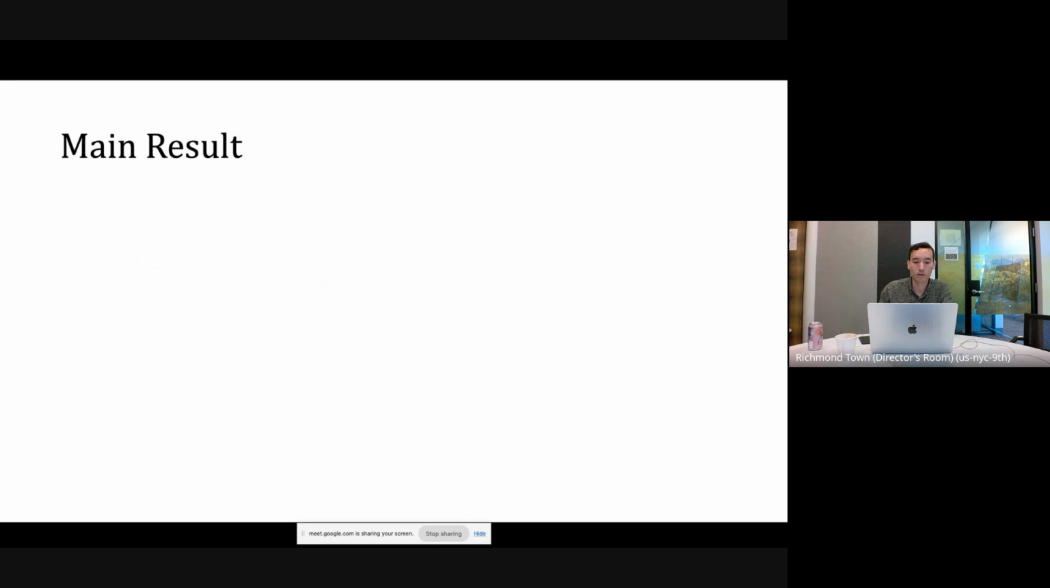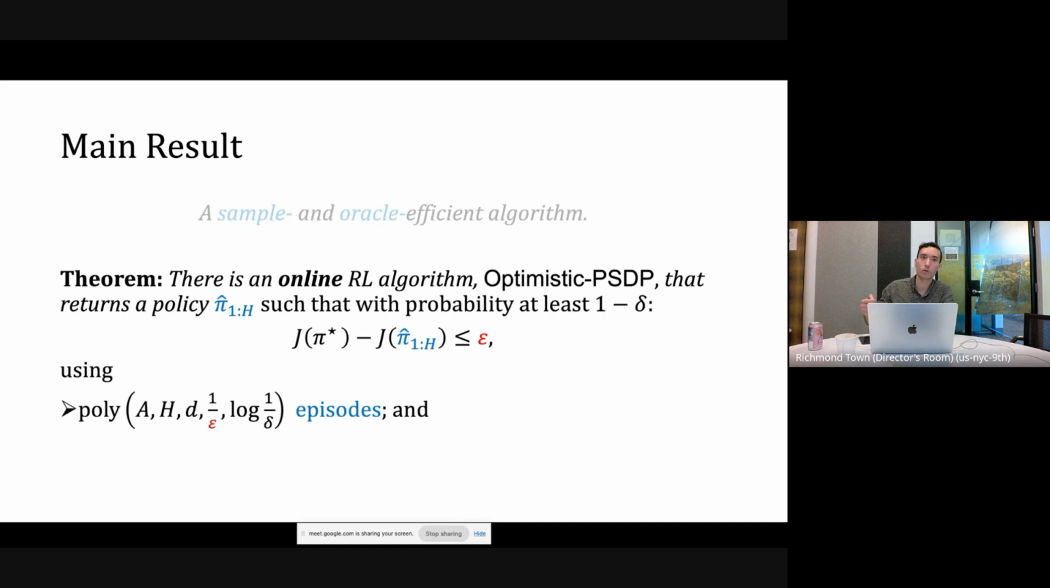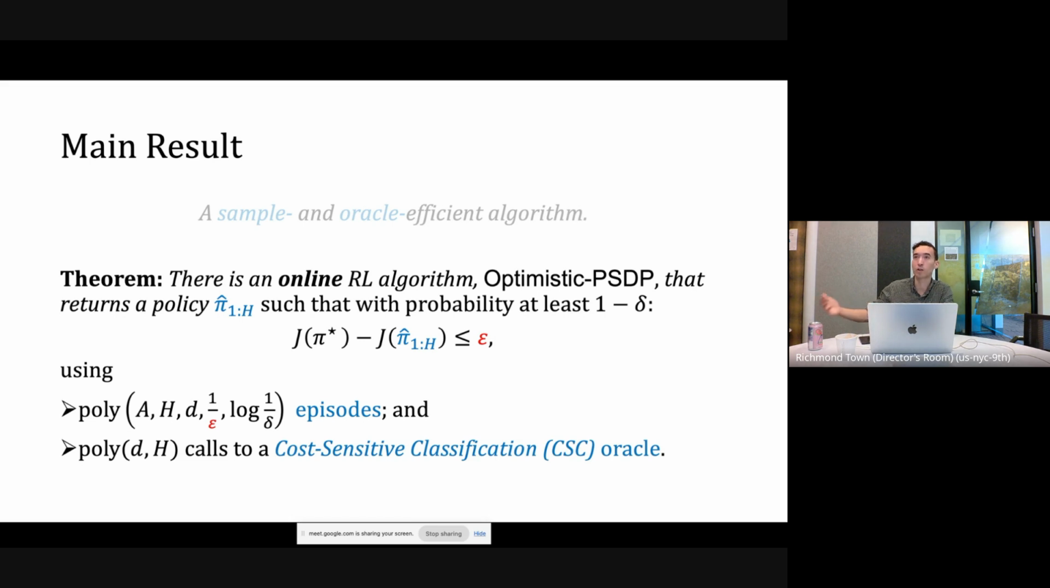The main result is that we will show a sample and Oracle efficient algorithm for this linear Q-pi setting. In particular, I'll show you an algorithm called optimistic PSDP that returns a policy pi hat such that, with high probability, pi hat is epsilon-suboptimal. It does this with a polynomial number of episodes of interaction with the environment, and also a polynomial number of calls to a standard Oracle that I'm going to describe in the next slide.